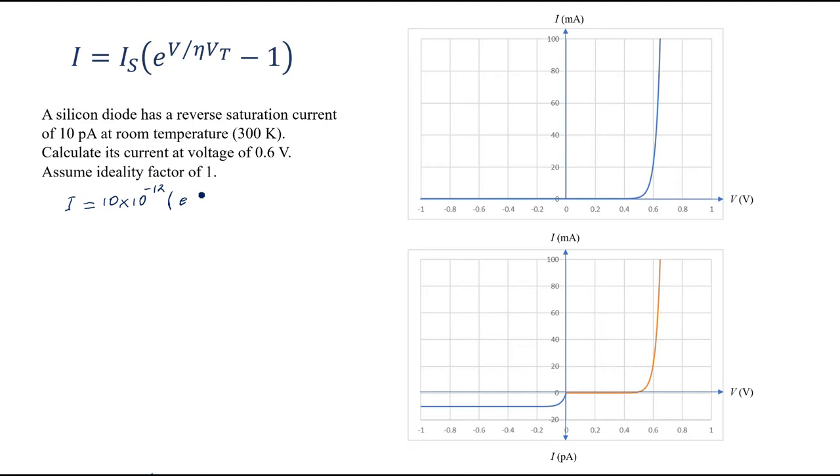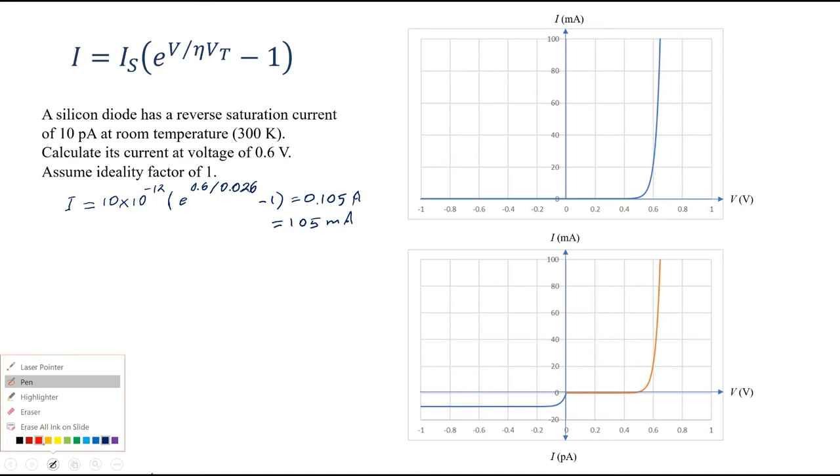By putting the other values and doing the calculations, you will find the current of 0.105 amps or 105 milliamps. Remember that the value of the exponential term in forward bias is much larger than 1. For example, it is 46 for a voltage of 0.1 volts and is 2200 at voltage of 0.2 volts. So you can always ignore 1 in forward bias when the voltage is more than around 0.1 or 0.2 volts.